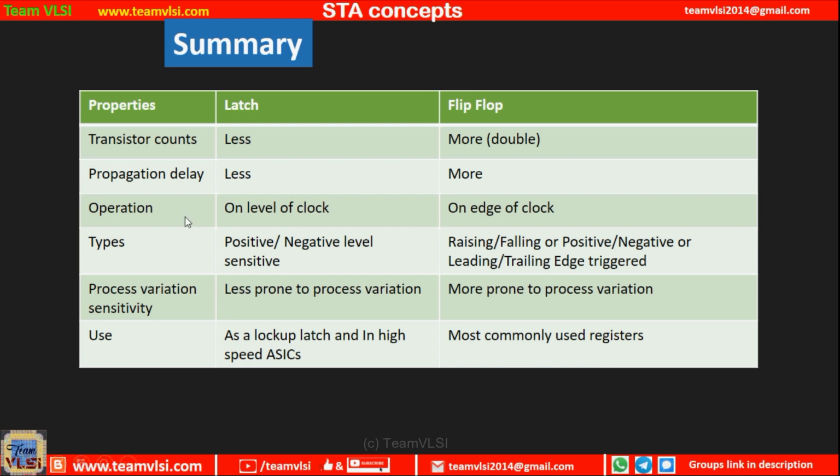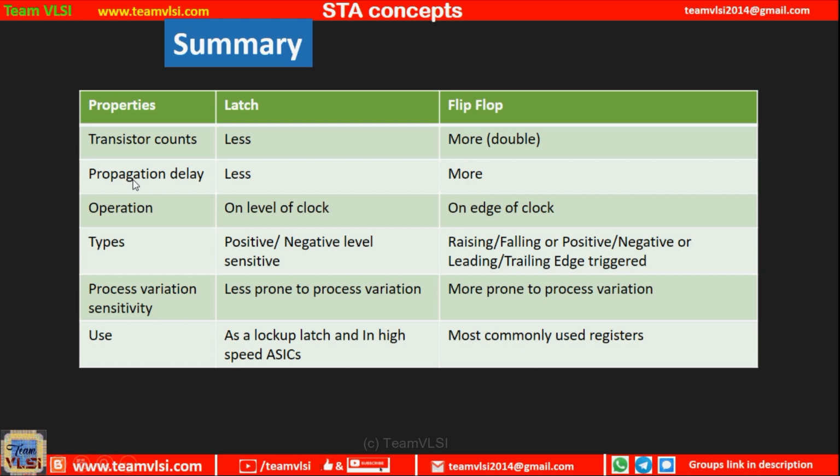So in summary, the first is transistor count. In case of a latch, the transistor count is less. For our example, it is only 10: 4 for the transmission gate, and there are 3 inverters, so 6. So 10 transistors for the circuit we have seen here, but in case of flip flops the transistor count is more, it is doubled, so here 20 transistors.